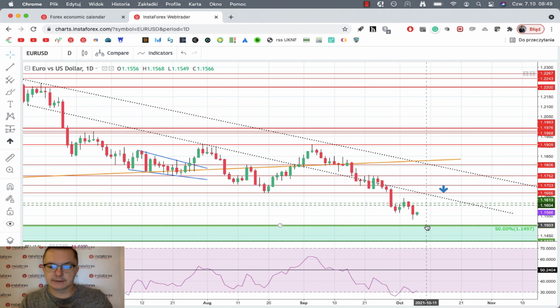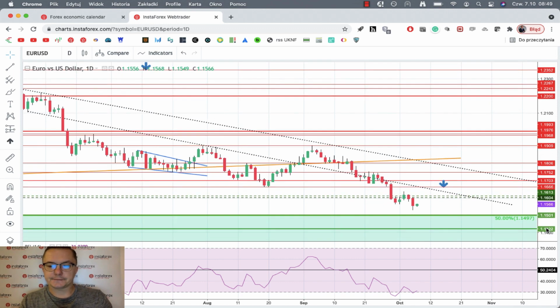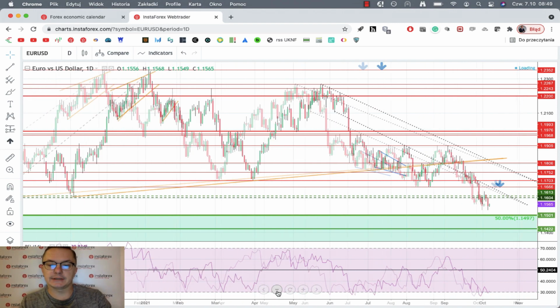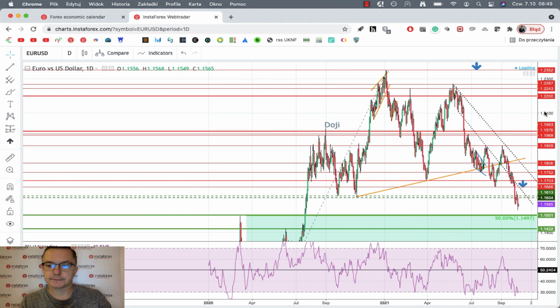The key technical resistance is seen at 1.1666, and the market trades in extremely oversold conditions. Moreover, we have some evidence of a bullish divergence between the price that is making lower lows and the momentum that is not making lower lows. So there should be some bullish reaction from 50% of the Fibonacci retracement.